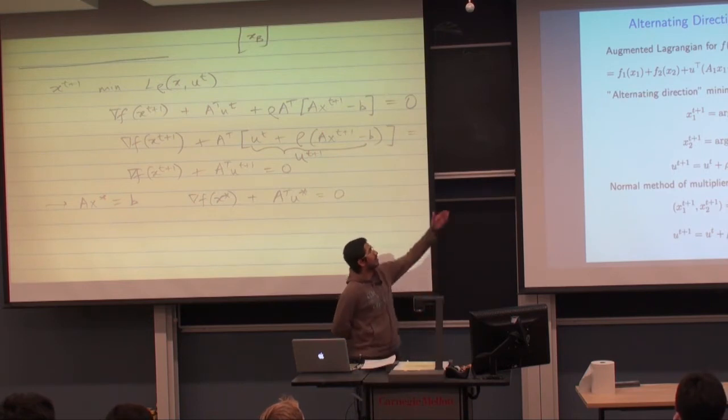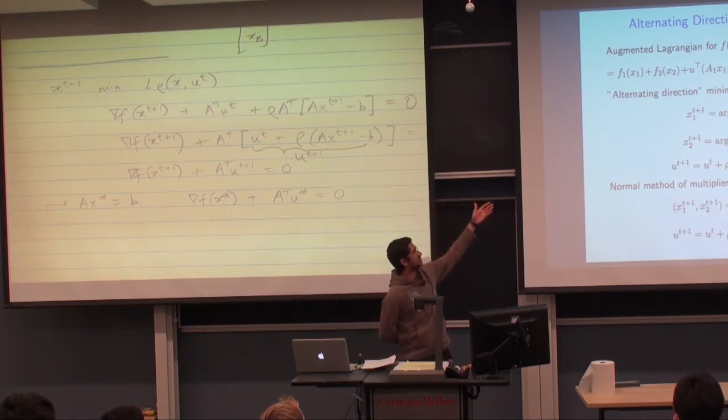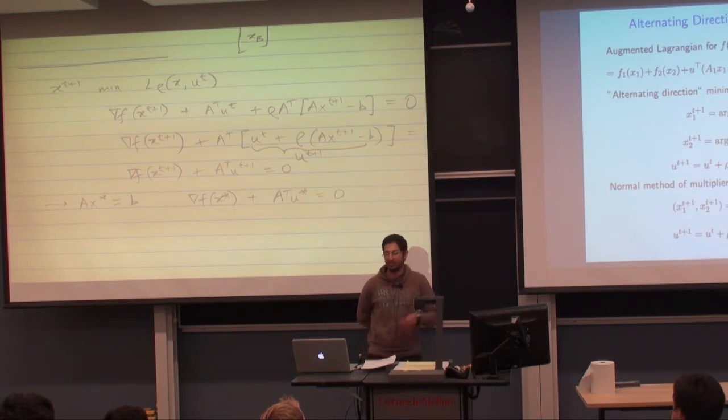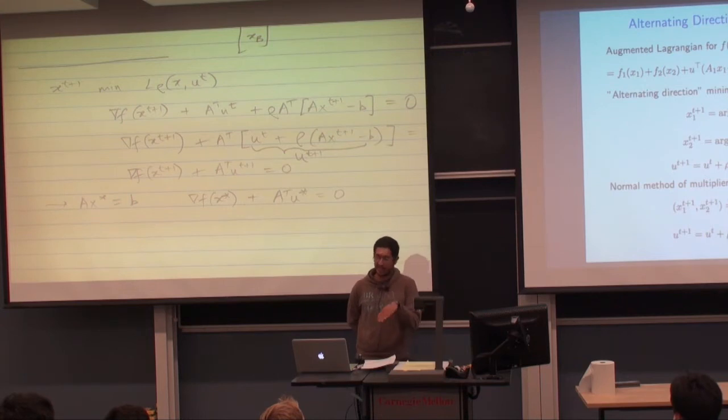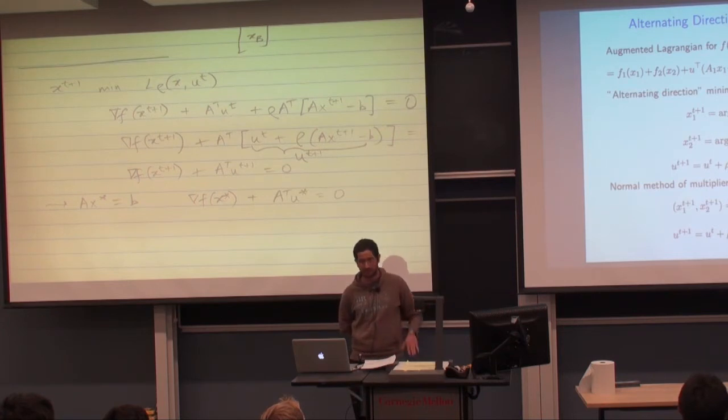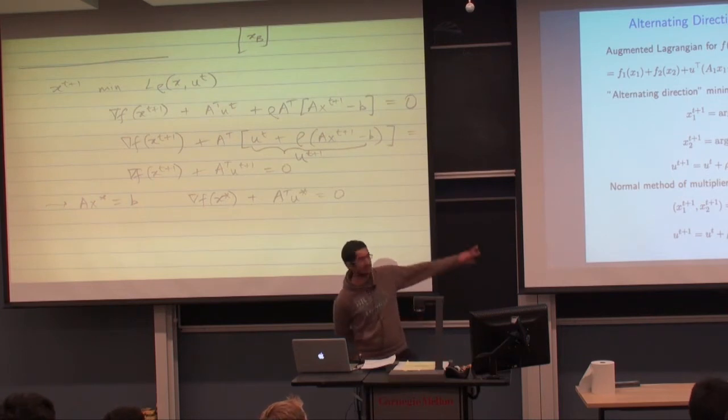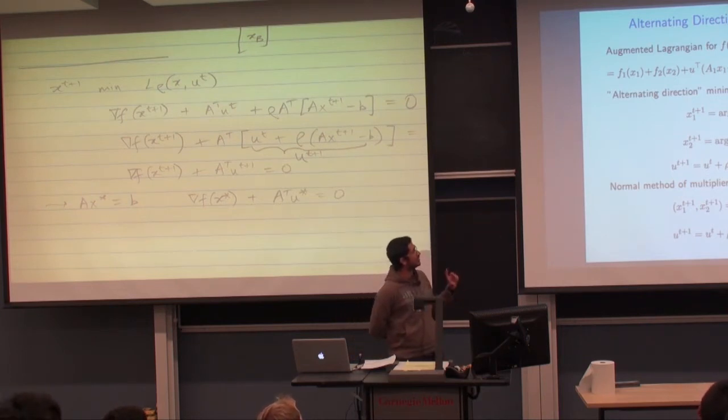What alternating direction minimization does is that it chooses to optimize x1 t plus 1 first, keeping x2 and u fixed. Then it optimizes x2 t plus 1, keeping x1 and u fixed, and then it optimizes u, keeping x1 and x2 fixed. Right? So the only difference is really in the optimization over the x. It splits into two parts.